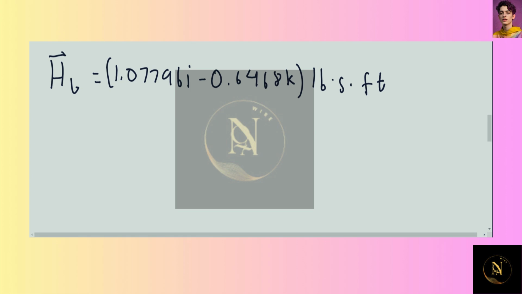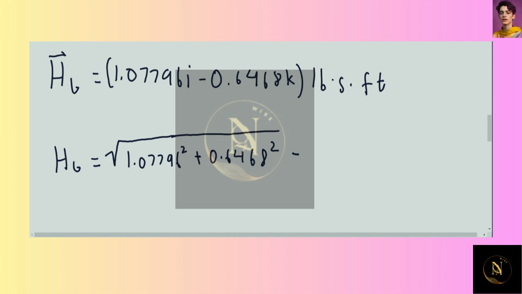Now we're going to take the magnitude of this vector. So h of g as a magnitude is equal to the square root of 1.07796 squared plus 0.6468 squared, and that's going to be equal to 1.257 pounds second feet.